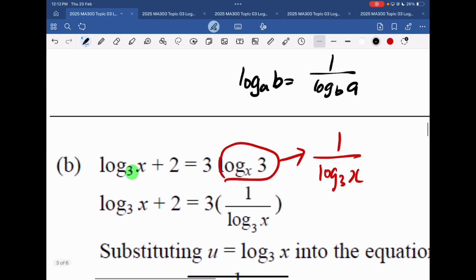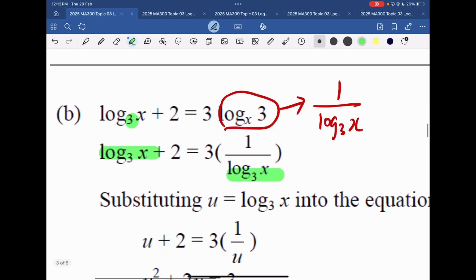Now over here, do you see, when you want to use substitution, the substitute sticks out like a sore thumb. It really sticks out like a sore thumb. Can you see? Log 3x sticks out like a sore thumb. I let this be u.